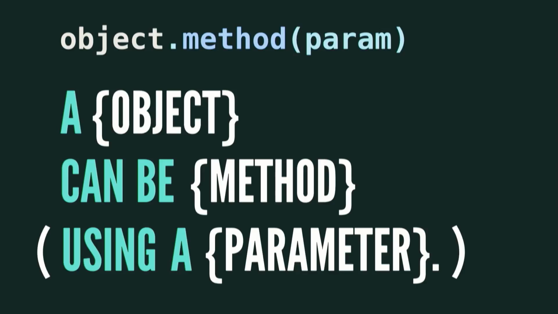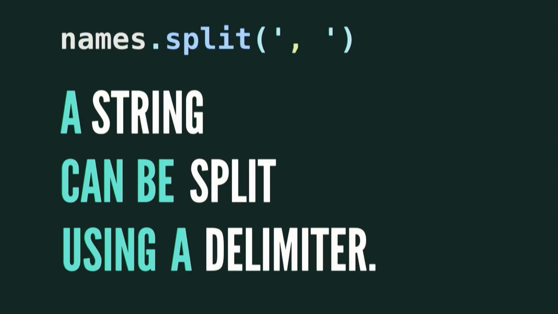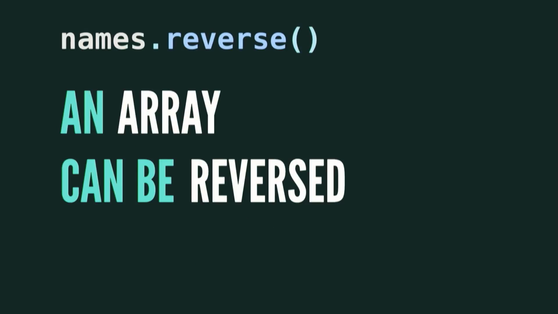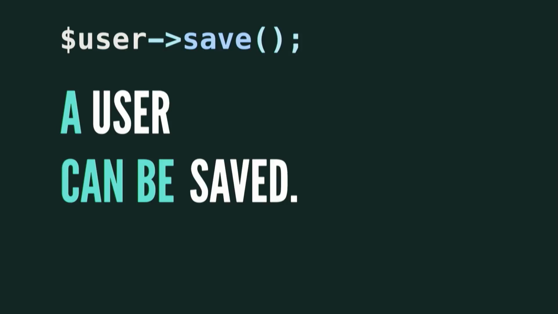So if we take this same sentence structure and apply it to our other examples, we can see that a string can be split using a delimiter. That works perfectly for this API. An array can be reversed. Makes sense. A date can be formatted using a format string. And even more controversially, a user can be saved.